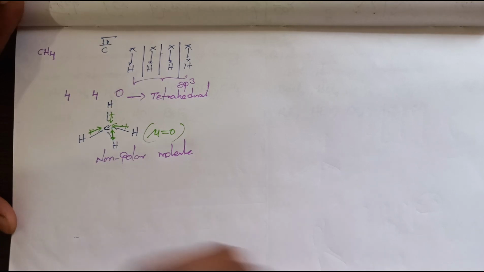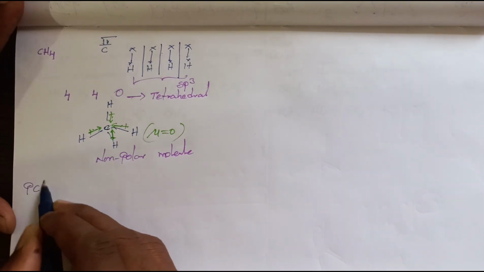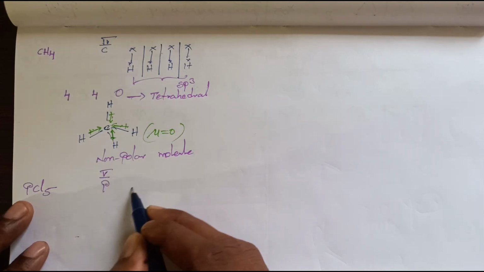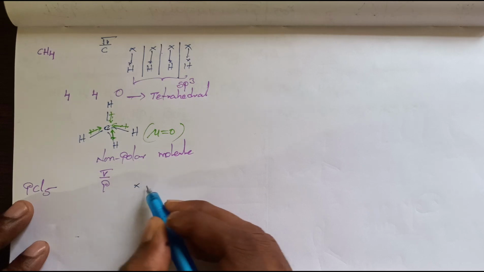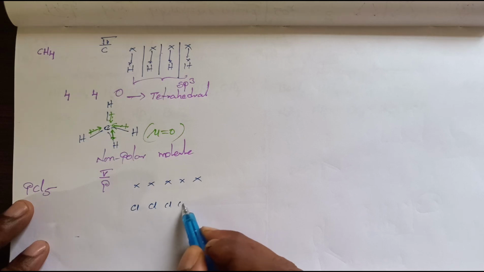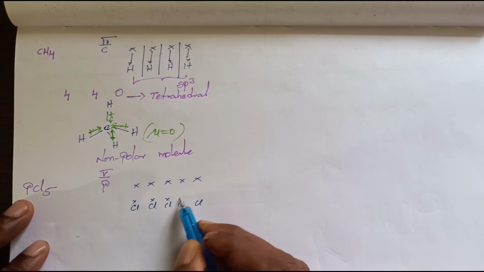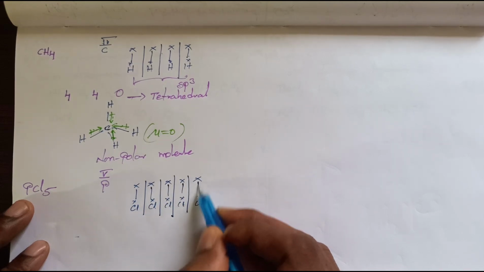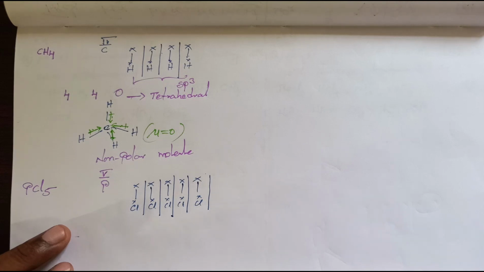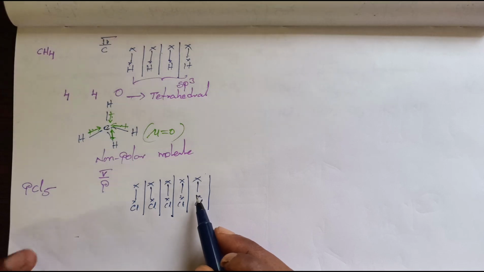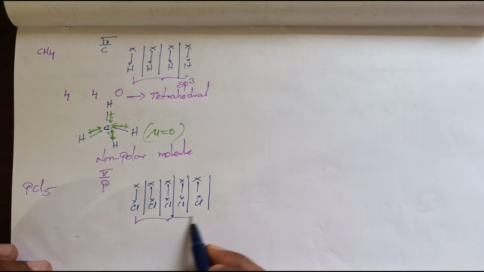One more example, if you are observing PCl5. Phosphorus is the central atom. Phosphorus, 5th A group element. Valency electrons 5. 1, 2, 3, 4, 5. Around the phosphorus, 5 chlorines are present. Each chlorine valency electron overlap with phosphorus electron. Now what is the hybridization? S, P1, P2, P3, and after p orbital completion, next orbital is d orbital. So what is the hybridization here? sp3d hybridization.